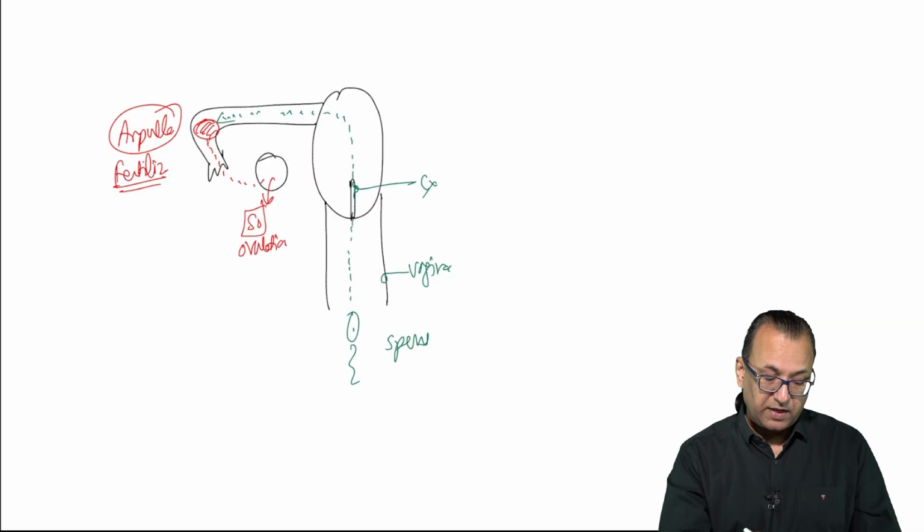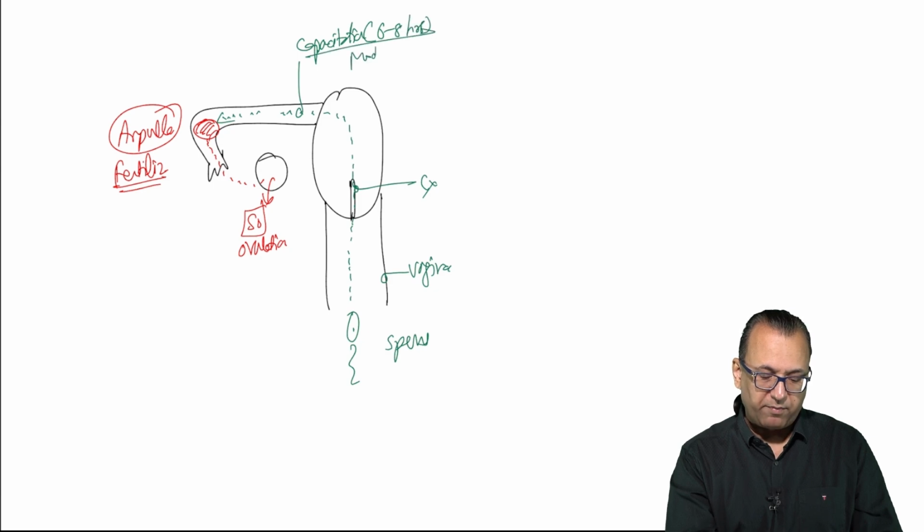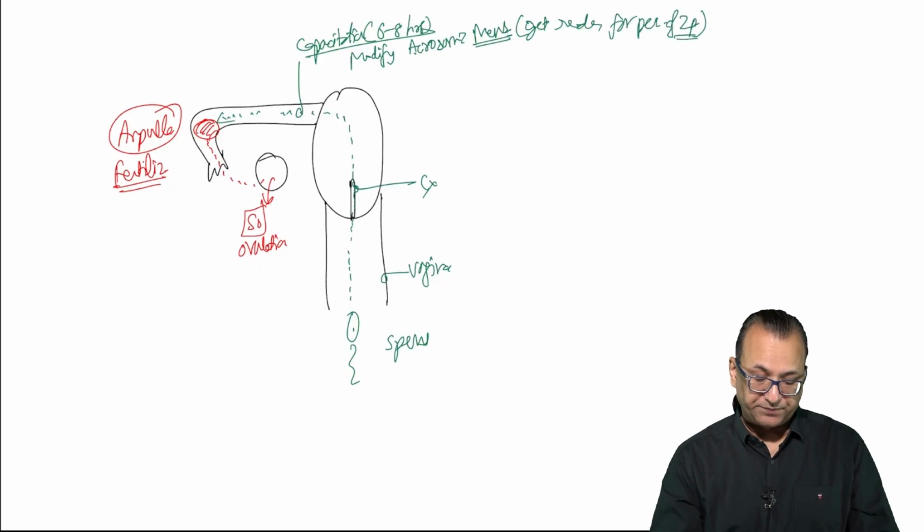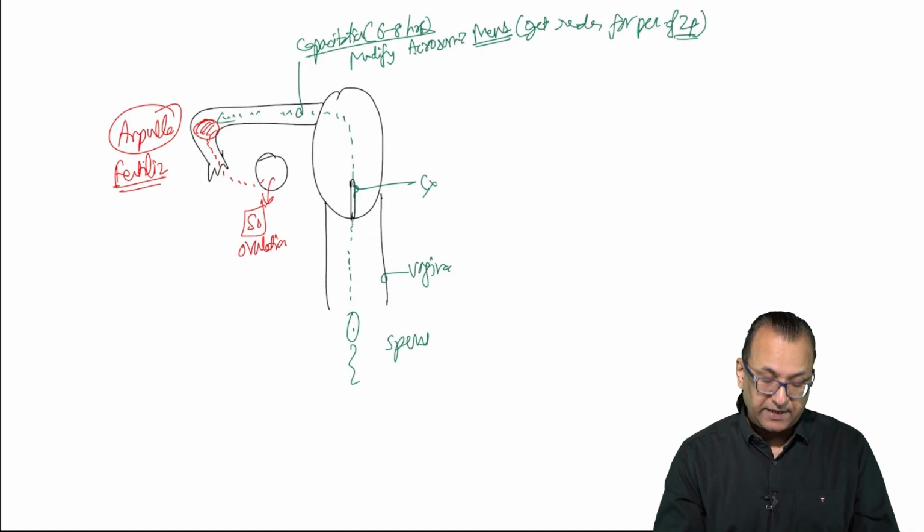That is the path. In that path they have to undergo what is called capacitation. Capacitation takes 6 to 8 hours. They modify the membrane, especially the acrosomic membrane, to get ready for fertilization, get ready for penetration of the zona pellucida, because that is required for fertilization. That is capacitation in the female genital tract.